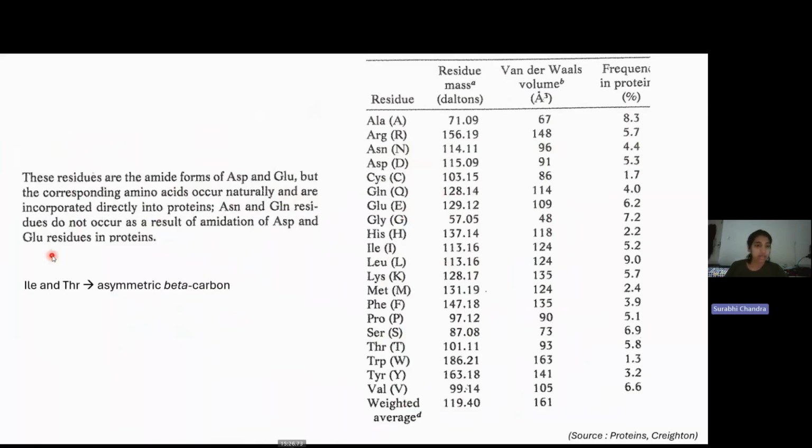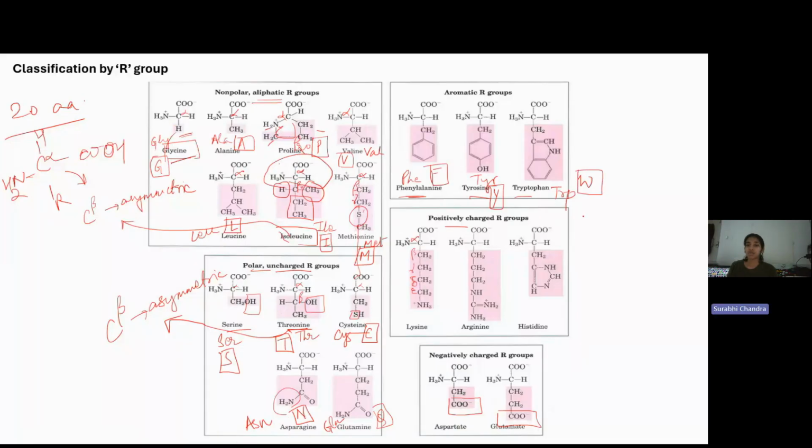If we go back a little and look at the structure, this is asparagine, this is glutamine, this is aspartate, and this is glutamate. What is happening here is, in aspartate you have CH2COOH. Now OH goes off and NH2 comes in. So asparagine is actually the amide form of aspartic acid.